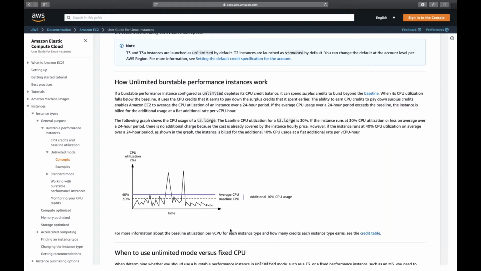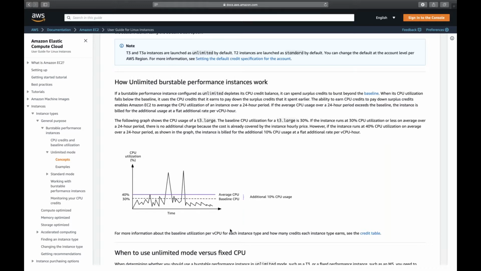So what does it mean? If it's 10%, in one day you have 24 hours, so you will be charged 10% for another 24 hours times the number of virtual CPUs.